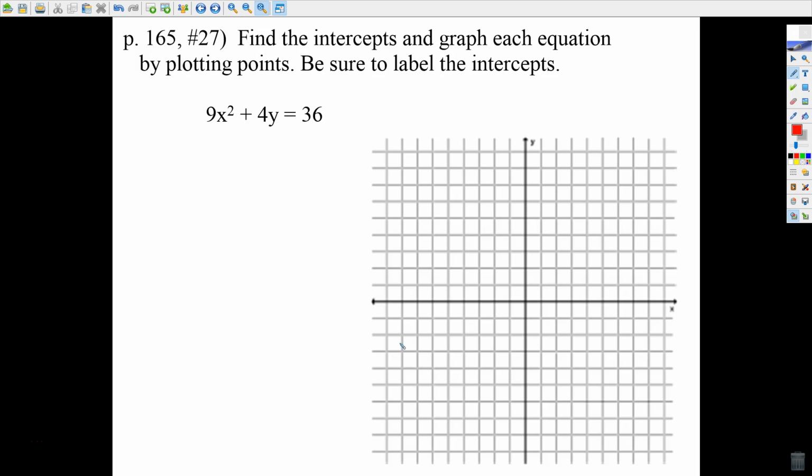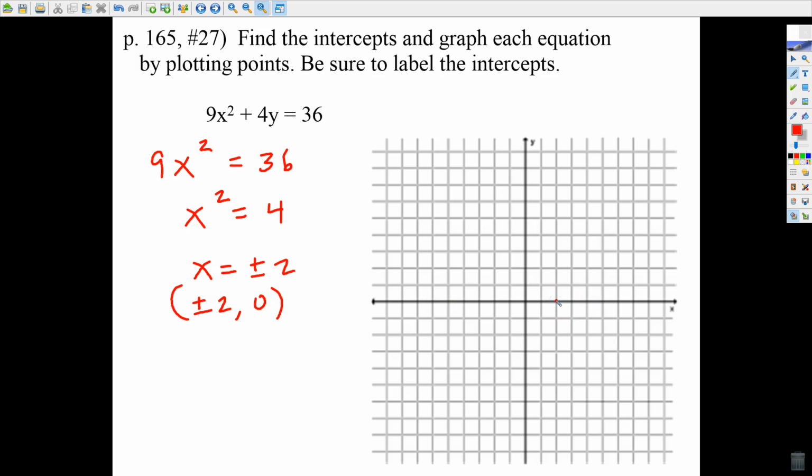Okay, let's just try one more of those. Same directions. Let's find the intercepts first. So Lily, how do I find the X-intercepts? Just tell me how. Replace y with 0. So when I do, 4 times 0 is 0, and that makes my equation look like this. Now I solve for x, dividing by 9 on both sides. And since I'm taking the square root of both sides, I can't forget to include plus minus. So I'm going to have X-intercepts at positive 2, 0, and negative 2, 0.